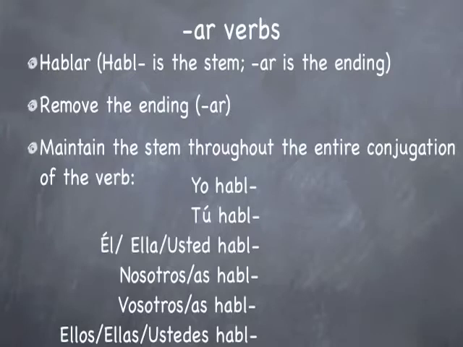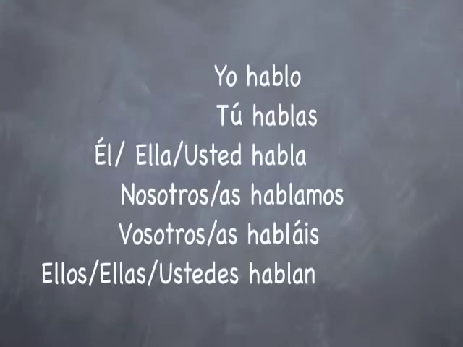Then add the appropriate endings for the AR verbs. The appropriate endings for the AR verbs are o, as, a, amos, áis, an. The result that you're going to get is yo hablo, tú hablas, él, ella, usted habla, nosotros, nosotras hablamos, vosotros, vosotras habláis, ellos, ellas, ustedes hablan.